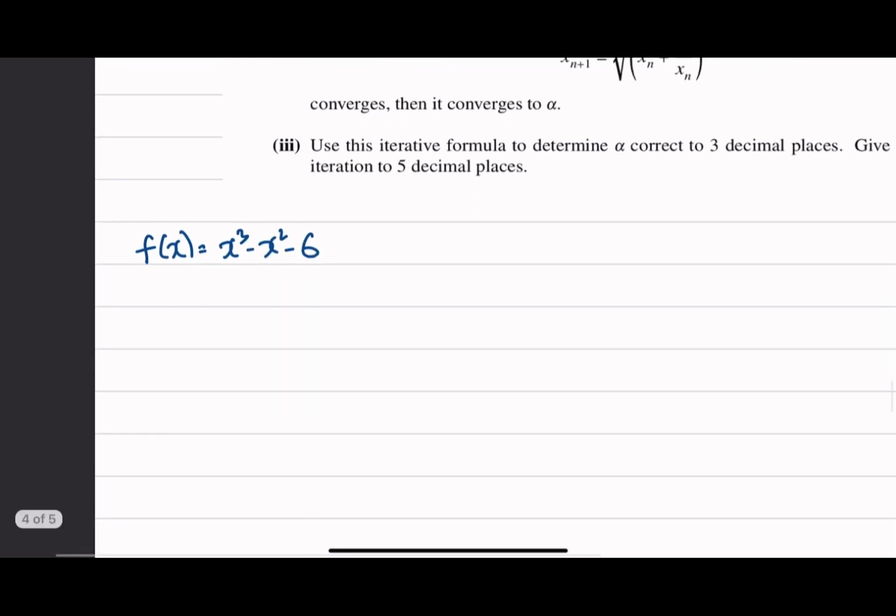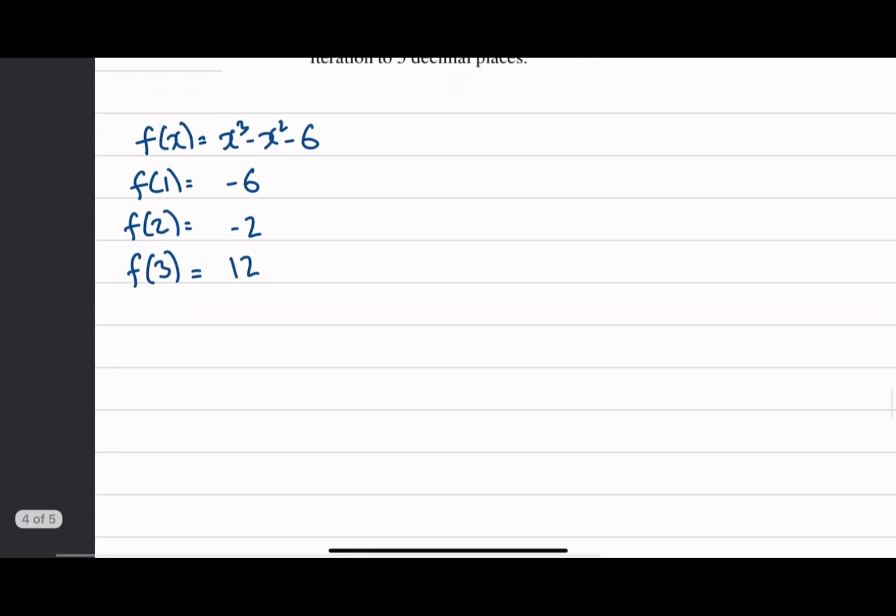And if we do trial and error, f of 1 gives us a value of minus 6, f of 2 gives us a value of minus 2, and f of 3 gives us a value of 12. So since the curve goes from negative y values to positive y values in between these two x values, we can conclude that the root lies in between x equals 2 and x equals 3. So that's part 1 done.